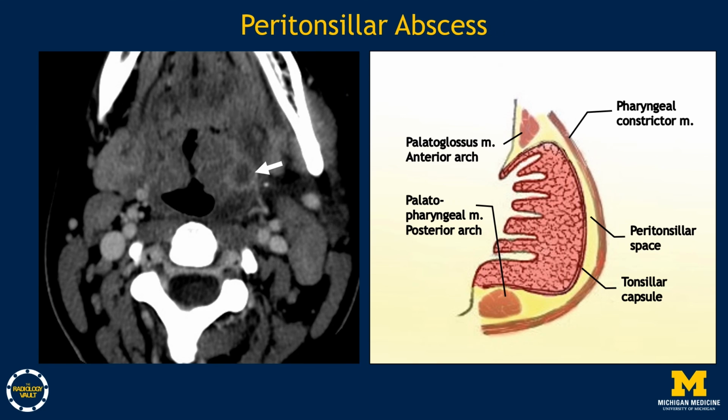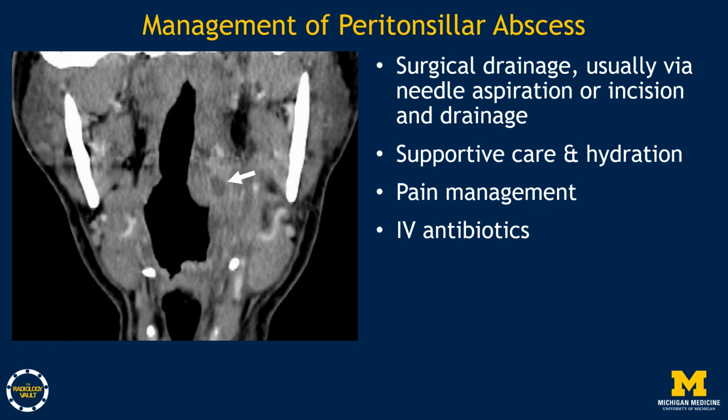A peritonsillar abscess presents itself as a fluid density abnormality with well-defined enhancing rim that is located deep to the palatine tonsil, as seen in this patient. The management of peritonsillar abscess relies on performing surgical drainage, either at bedside using needle aspiration or in the operative room with incision and drainage, along with supportive care, hydration, pain management, and IV antibiotics.